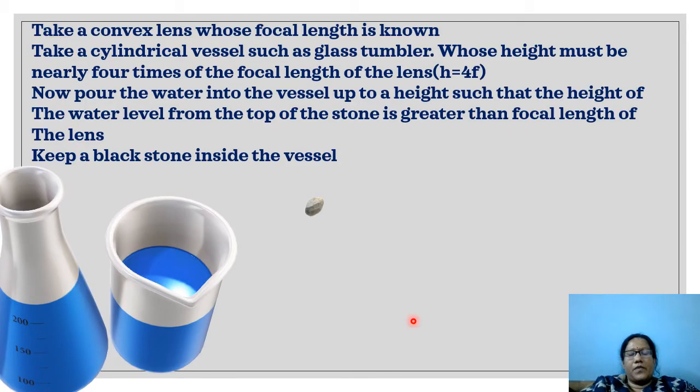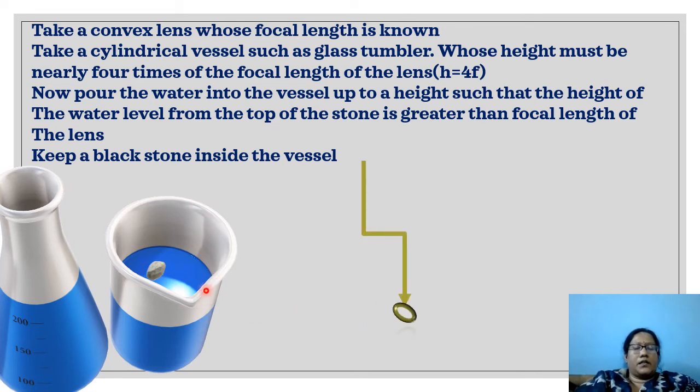Suppose the focal length of the lens is 20 centimeters. Take a convex lens whose focal length is known, and the focal length is 20 centimeters. So take a cylindrical vessel such as a glass tumbler or beaker whose height must be nearly 4 times the focal length of the lens. So the focal length is 20 centimeters, so this height is 80 centimeters.